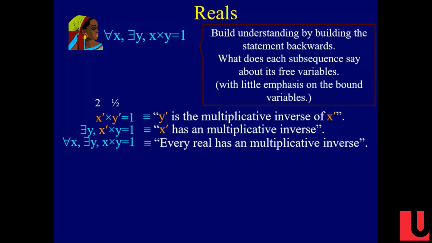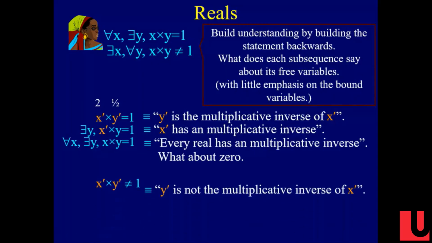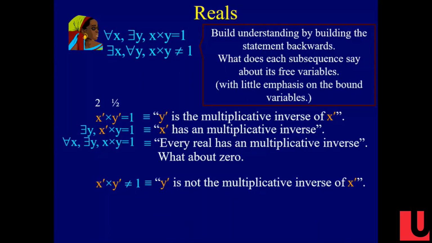Why is it not true? 0. All right? So what about 0? Good. So what about this? This says there exists an x such that for all y, x times y is not equal to 1. Is that true? Yeah, exactly.